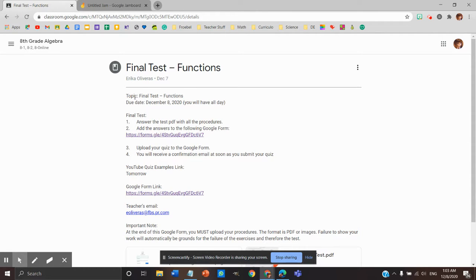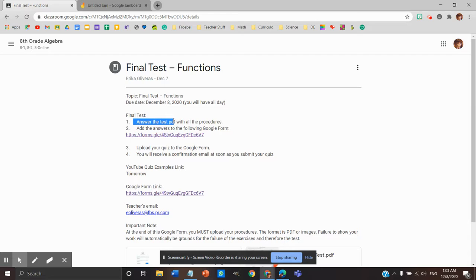That means that on December 9th, I am not going to be receiving any more final tests, okay? That will be the last day that I will receive tests. It is going to be at the end of the day of December 8th. And you know that I do not like to receive tests late at night. I do think people make them a little bit too rushed. So please try to find the time to actually answer it.